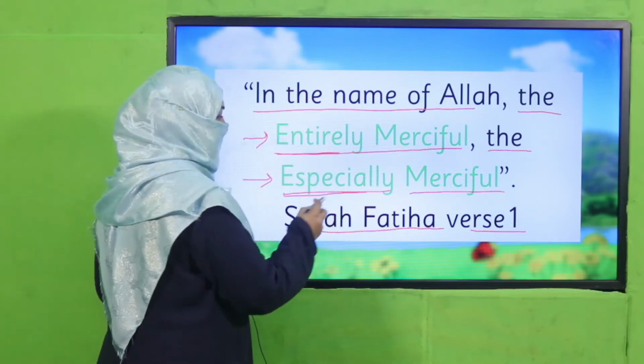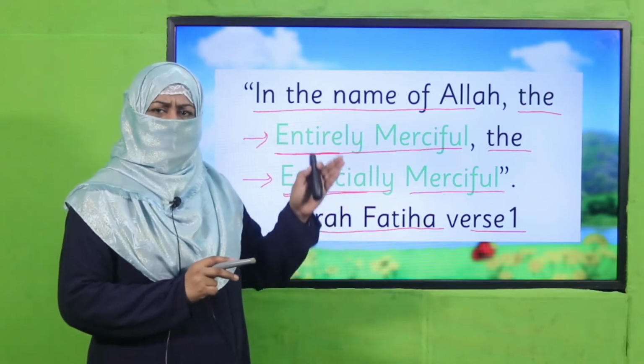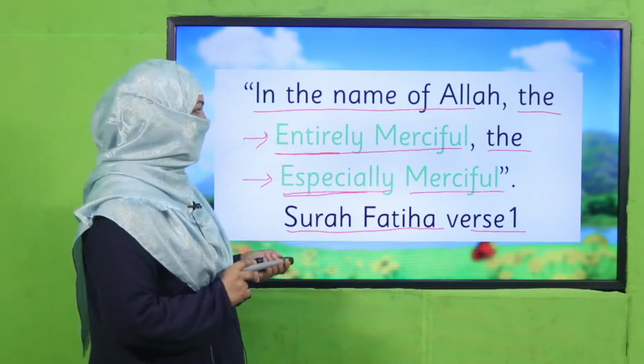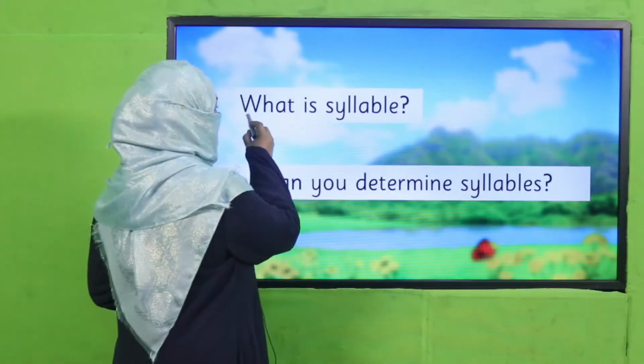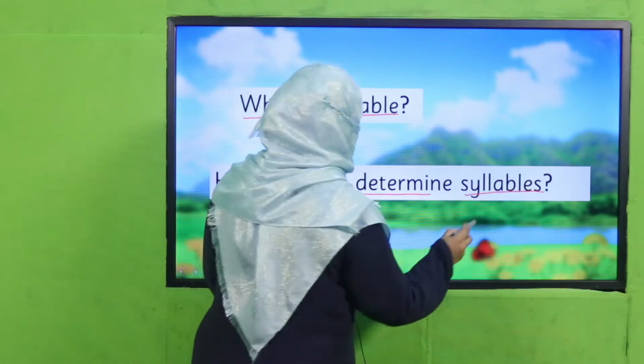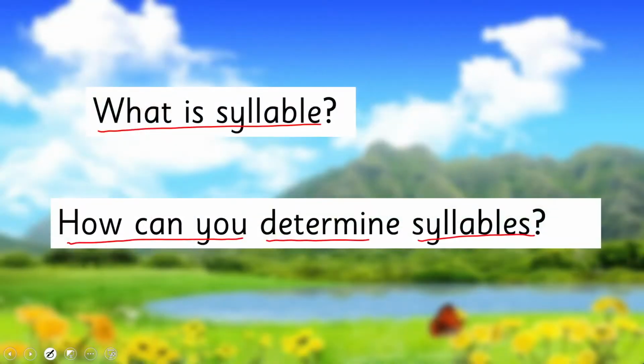And my dear children, I want you to look at these words. I have given them different colors because these words are a little longer, and when we say them, we have different parts. And what the parts are called, you just tell me: what is a syllable and how can you determine syllables? Pause the video, answer these questions to your teacher, and then come back.